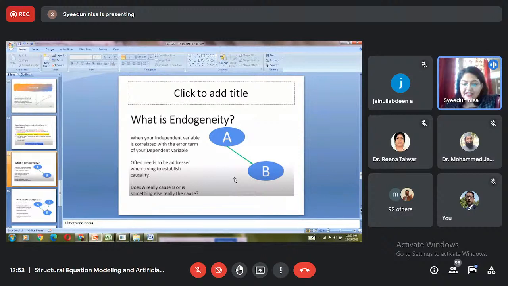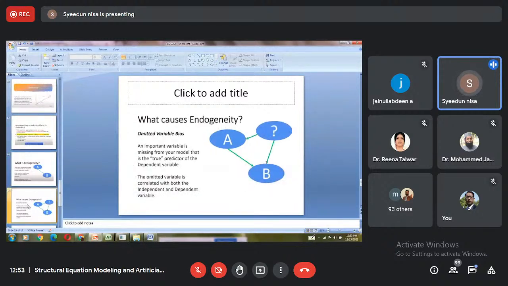Does A really cause B, or does something else really cause A? Okay, sometimes it is also mutual, that A is causing B and B is causing A. So then we find it very problematic which one is endogenous and which one is exogenous. Okay, so mutually they are affecting each other.